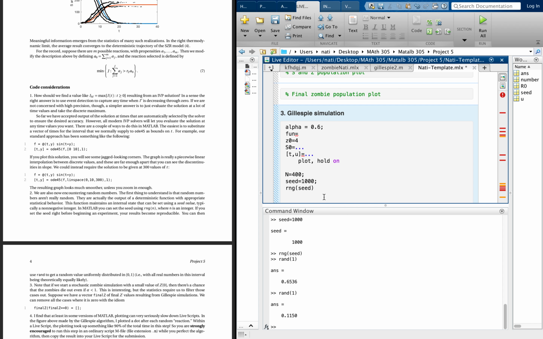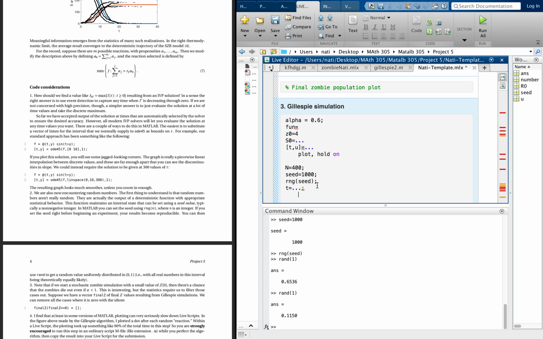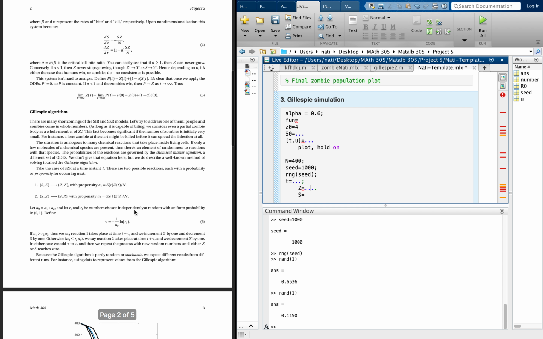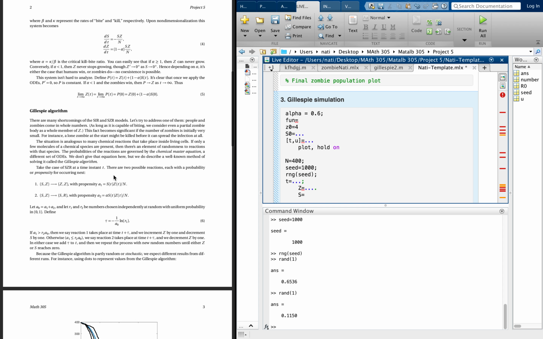So now what we want to do next is begin our time. So we want our time to start at 0. Then the next thing that we want to do is we want to tell them how many zombies we have initially. So you tell what Z is, and you give it the initial number, which in this case I think is 4. Then you tell it what your S population is. So basically, if we're gonna follow the algorithm, the first thing you need to know is what Z is initially and then what S is initially, right?